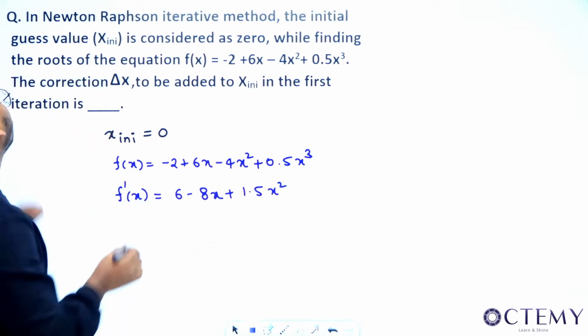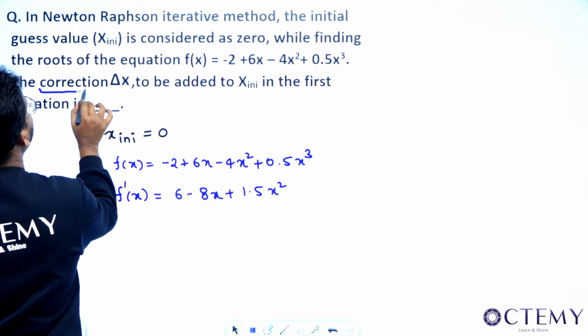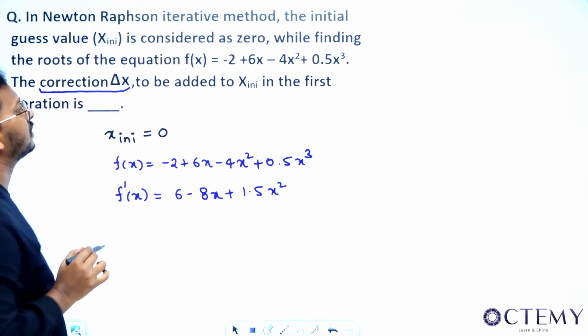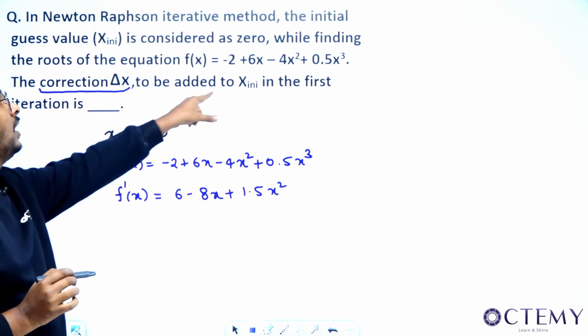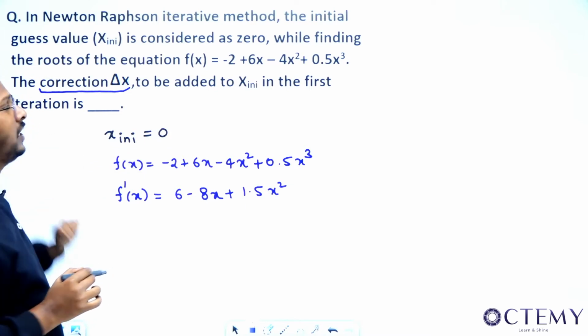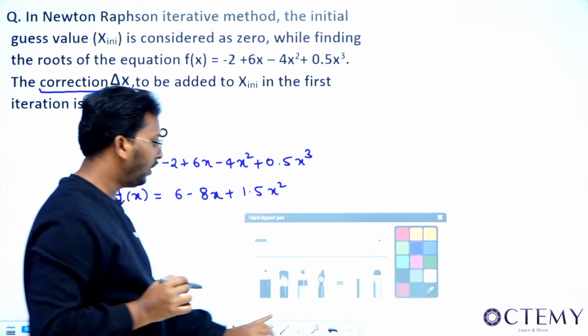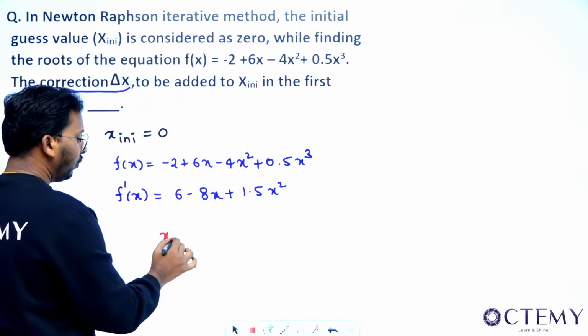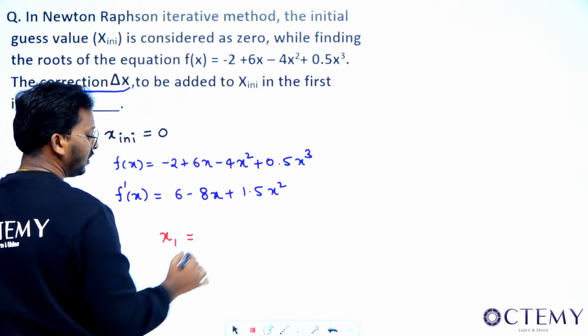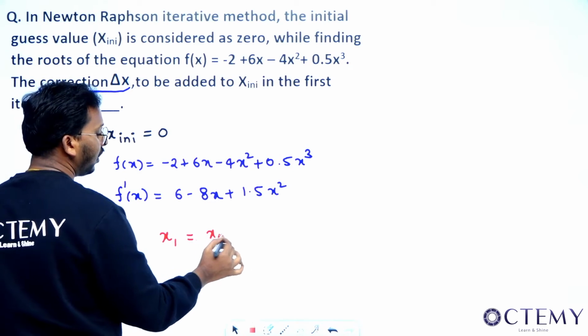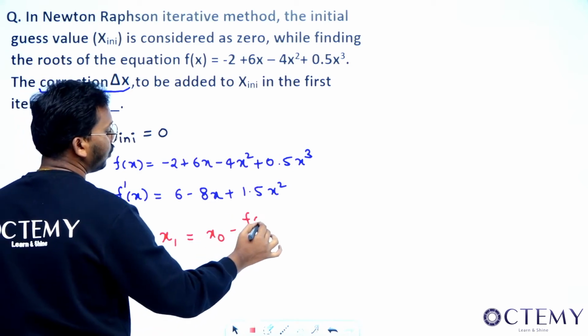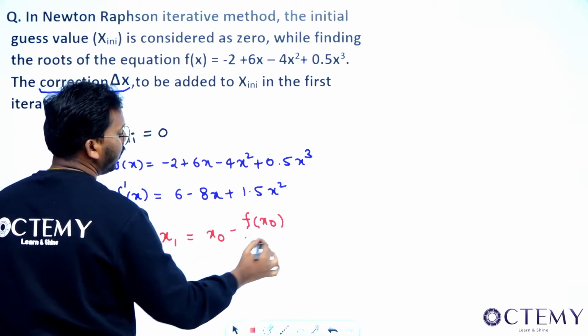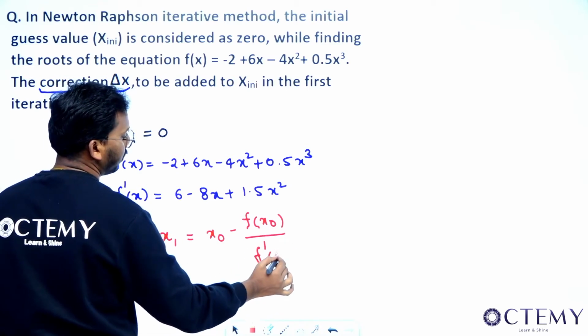Then what is he telling, sir? Very good. He is asking for the correction delta x to be added to the x initial in the first iteration, right? So we know from the formula, what is that, sir? We know that x1 is equal to x naught minus f of x naught divided by f dash of x naught.